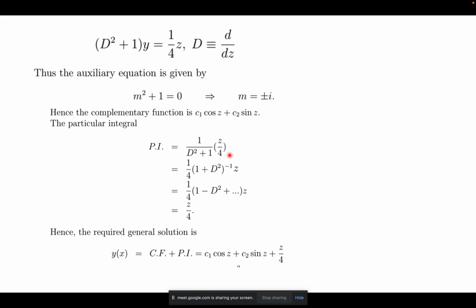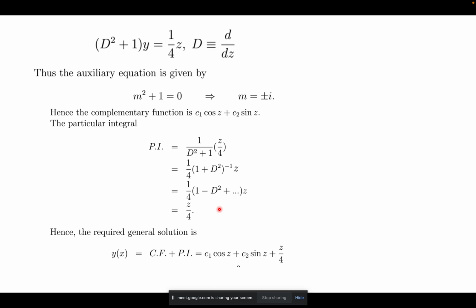You have already solved such problems in week 2. In order to solve such a particular integral where you have a polynomial part, you write the function of derivative in terms of binomial expansion, right? So you take this 1 plus d square to the numerator by raising it to the power minus 1, and then you can apply the binomial expansion. If you now rewrite this in terms of the binomial series, you have 1 minus d square and then some higher order terms, times z, right?